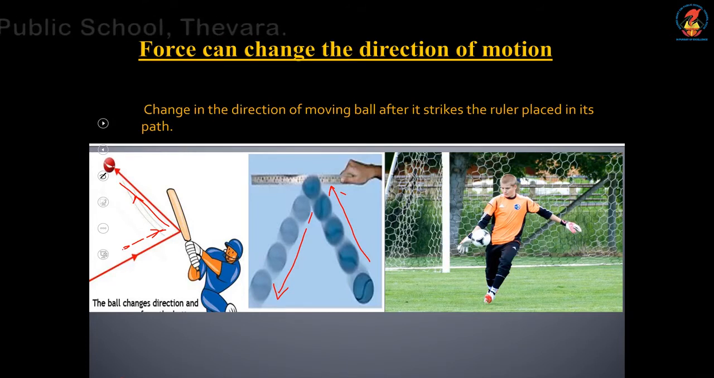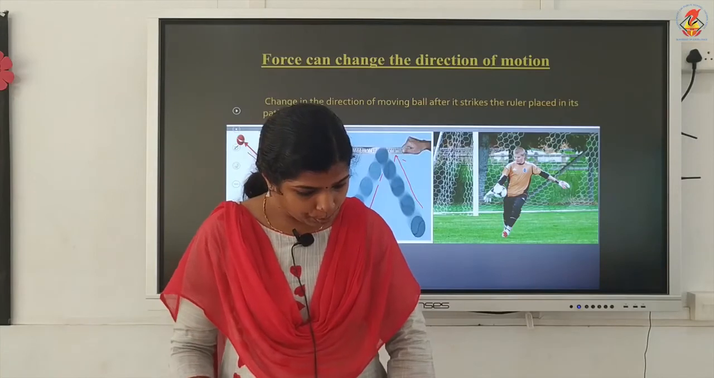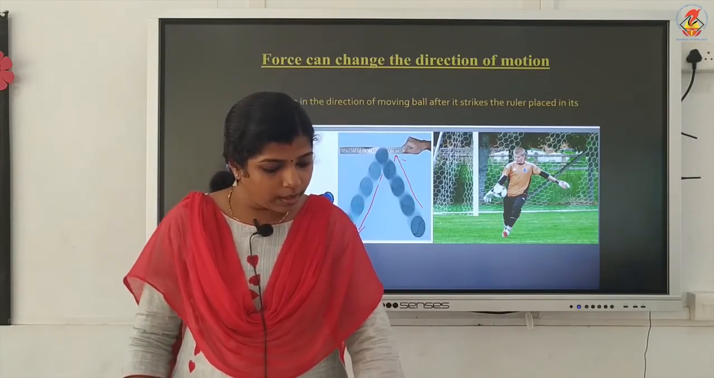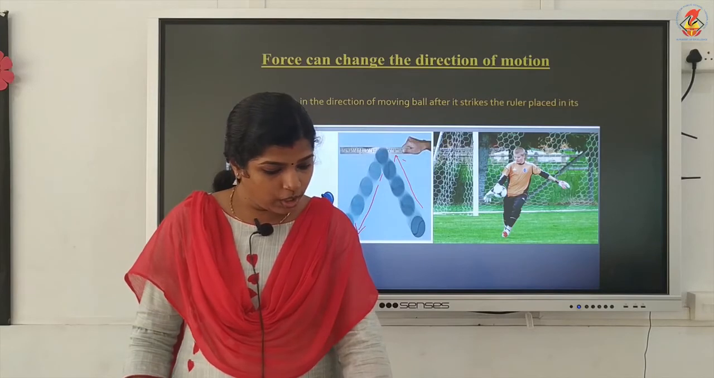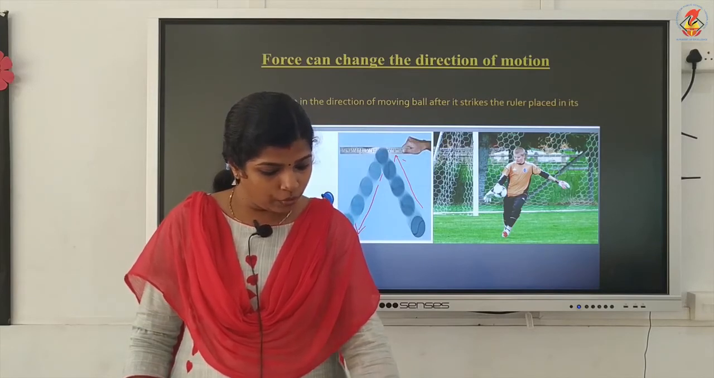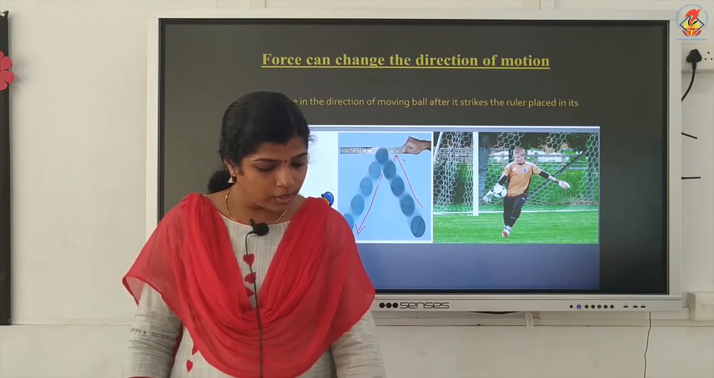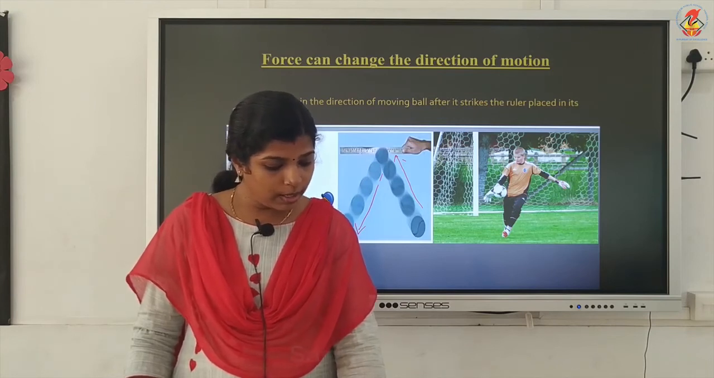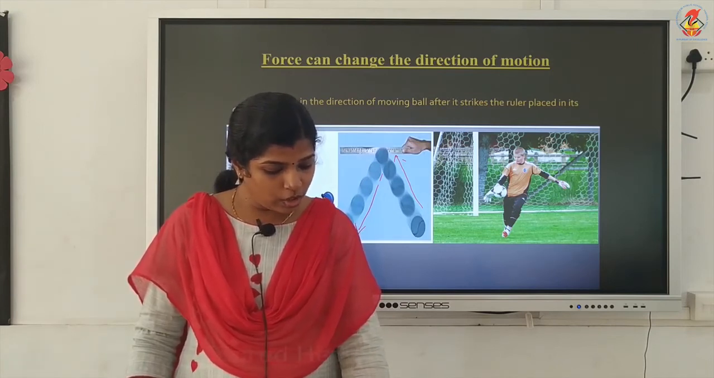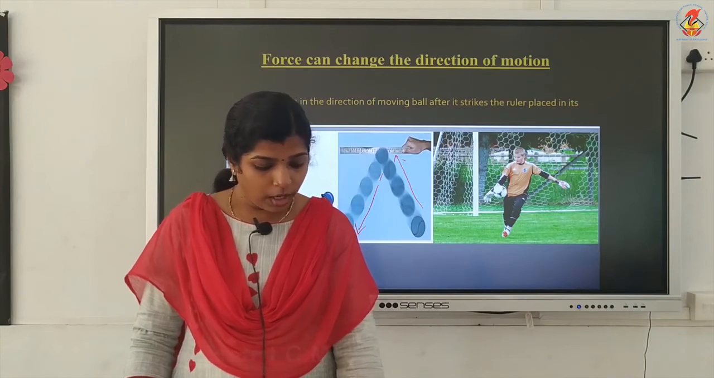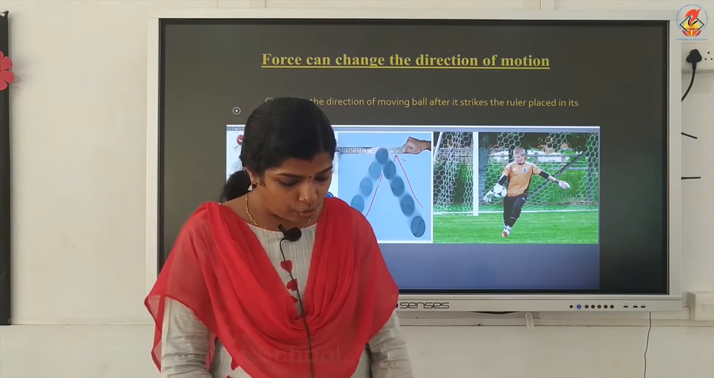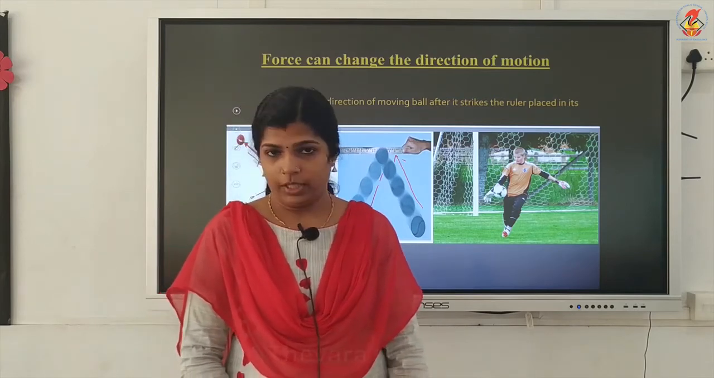That is also given in your textbook, page number 132. The speed and direction of a moving ball change due to the application of force. A change in either the speed of an object or its direction of motion or both is described as a change in its state of motion. Thus, a force may bring a change in state of motion of an object.